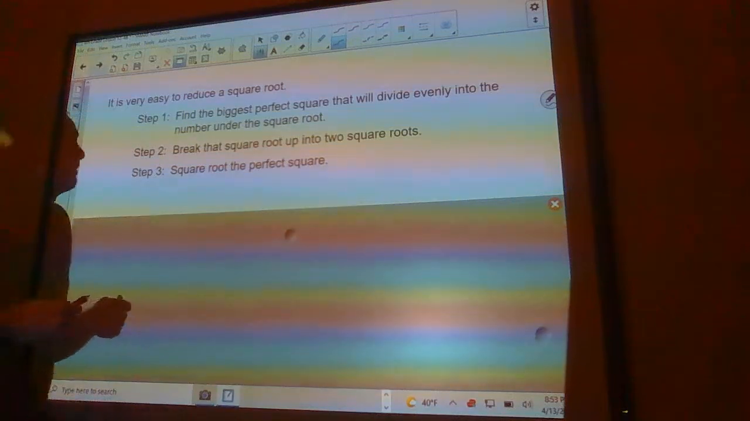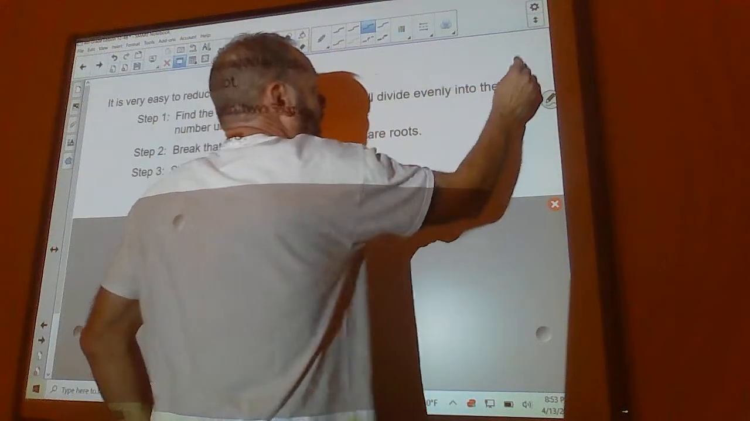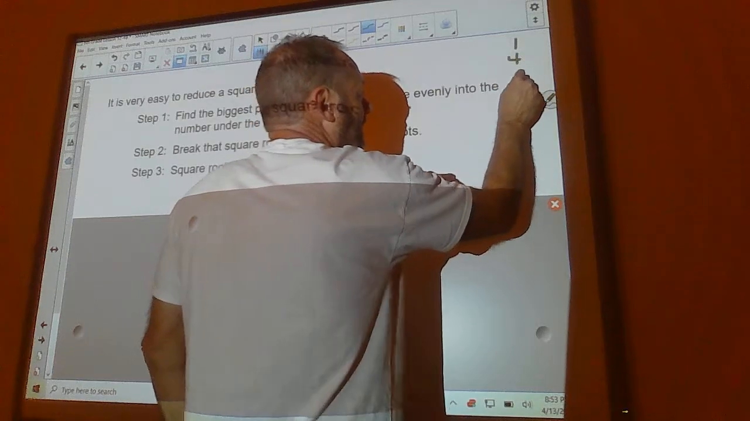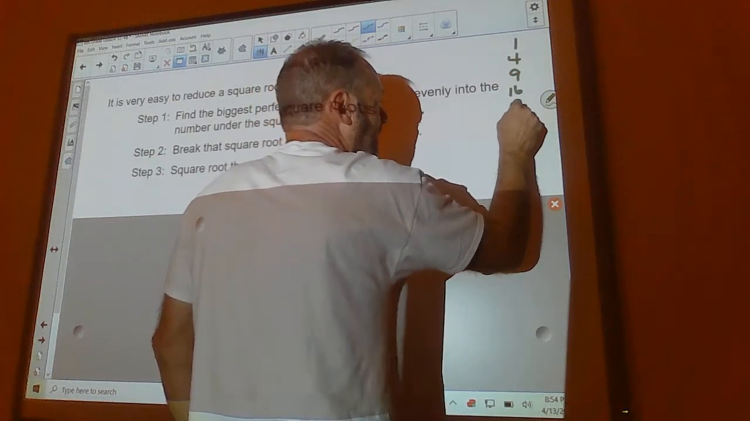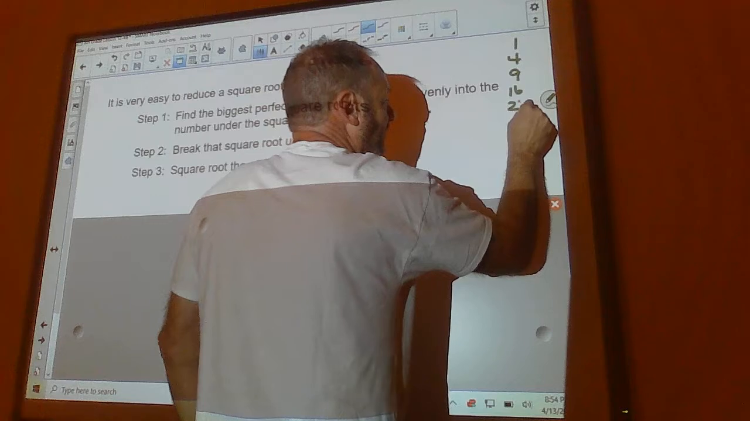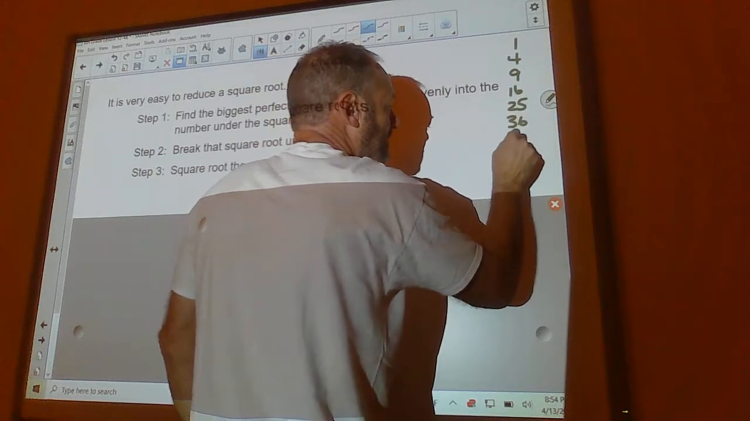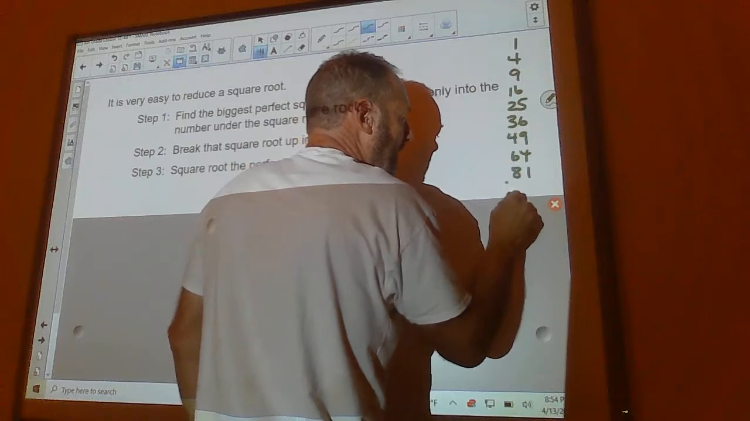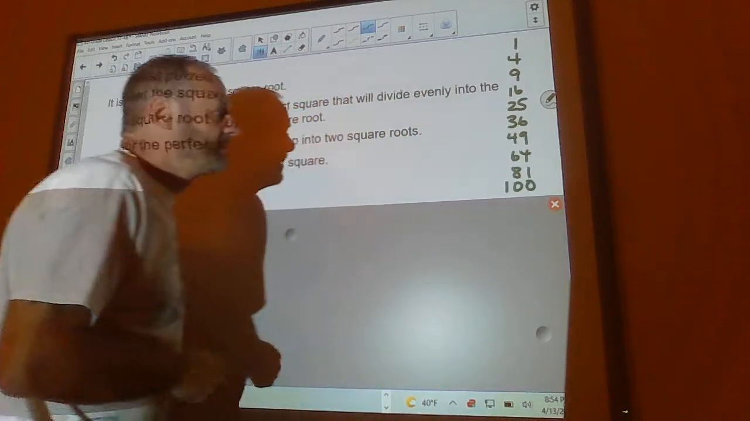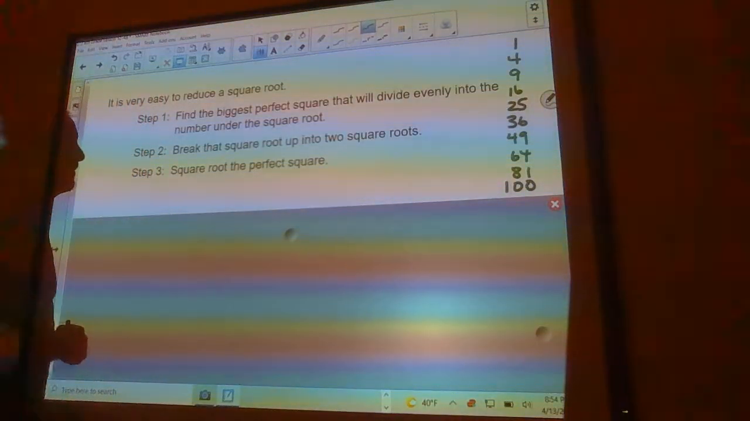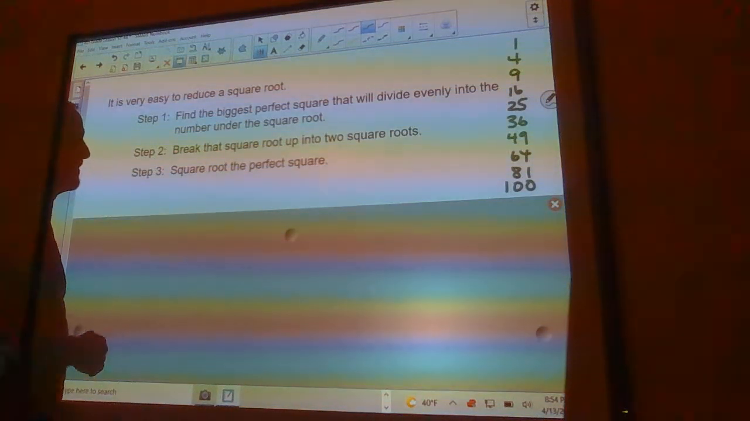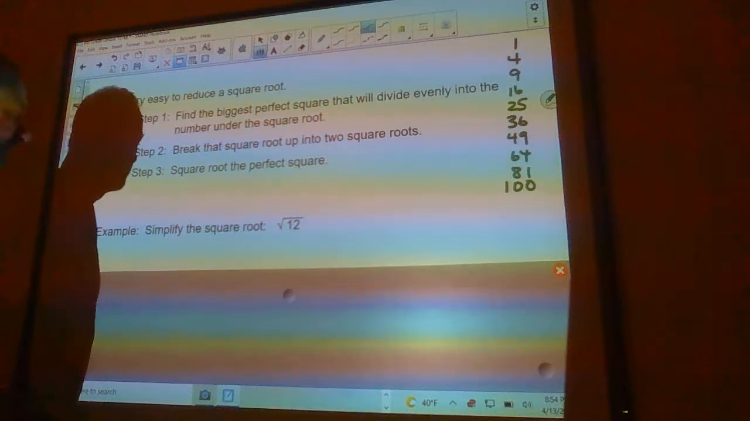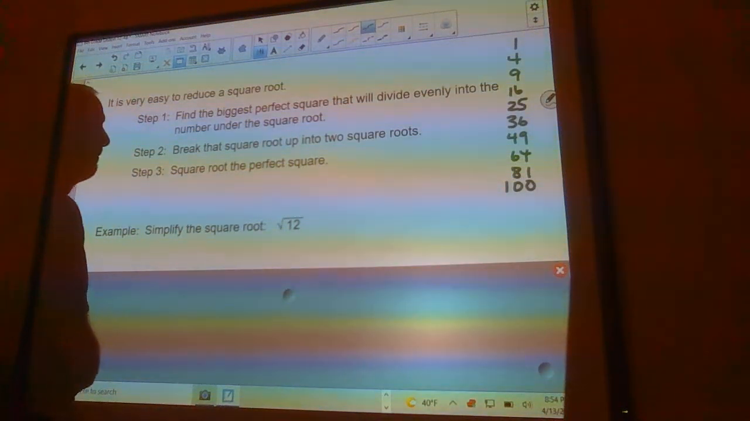So let's review. What are perfect squares? Well, you got 1, which is never really helpful. You got 4, you got 9, you got 16, 25, 36, 49, 64, 81, and 100. That's the first 10. You're going to look for those in the square root that you're wanting to reduce. So for example, simplify the square root of 12.